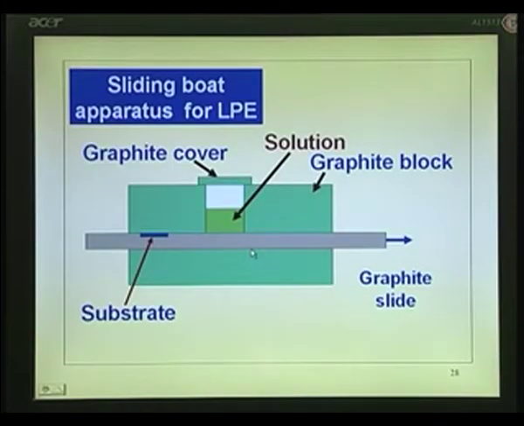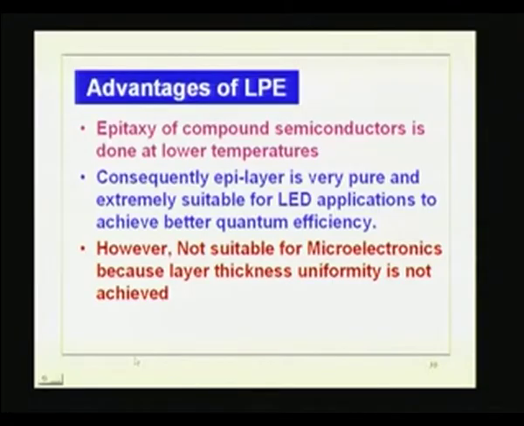You get the epitaxial layer on whatever substrate you have got. You can have compositions varied by varying the composition of this fluid. That is what is done in liquid phase epitaxy. Okay. Advantages, of course, are, I think I am almost towards the end. The epitaxy of compound semiconductors is done at lower temperatures. As I mentioned, the segregation coefficient is low, so deep level contamination is low, excellent for LED, light emitting diode applications, to achieve better quantum efficiency.